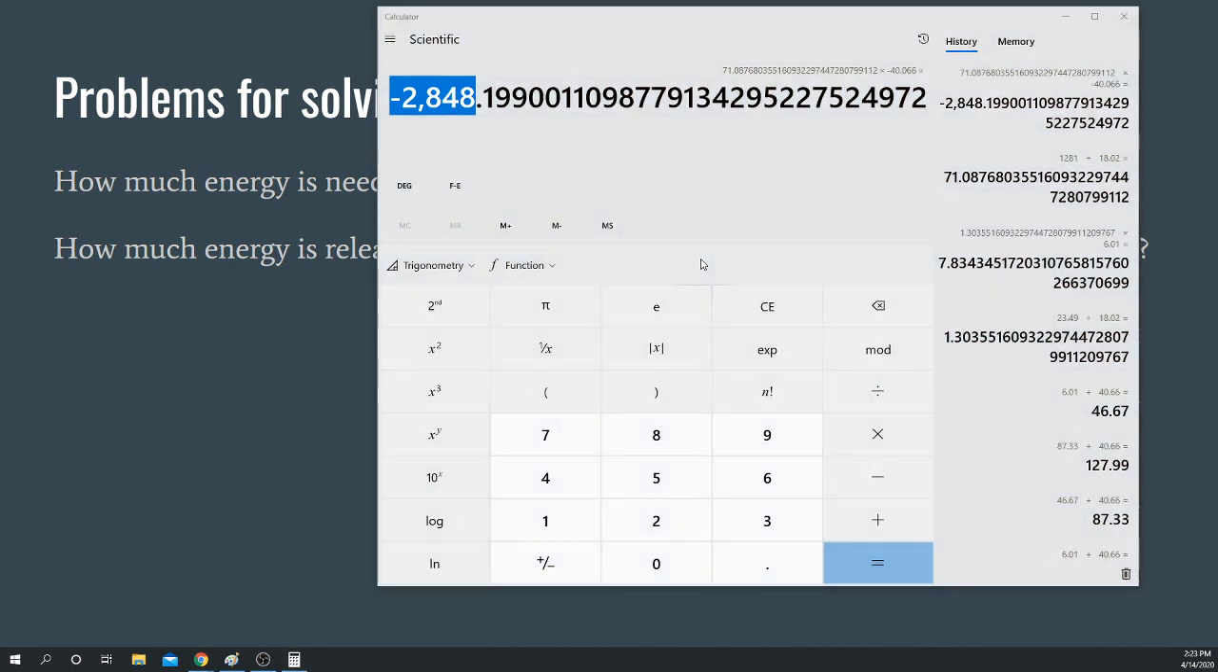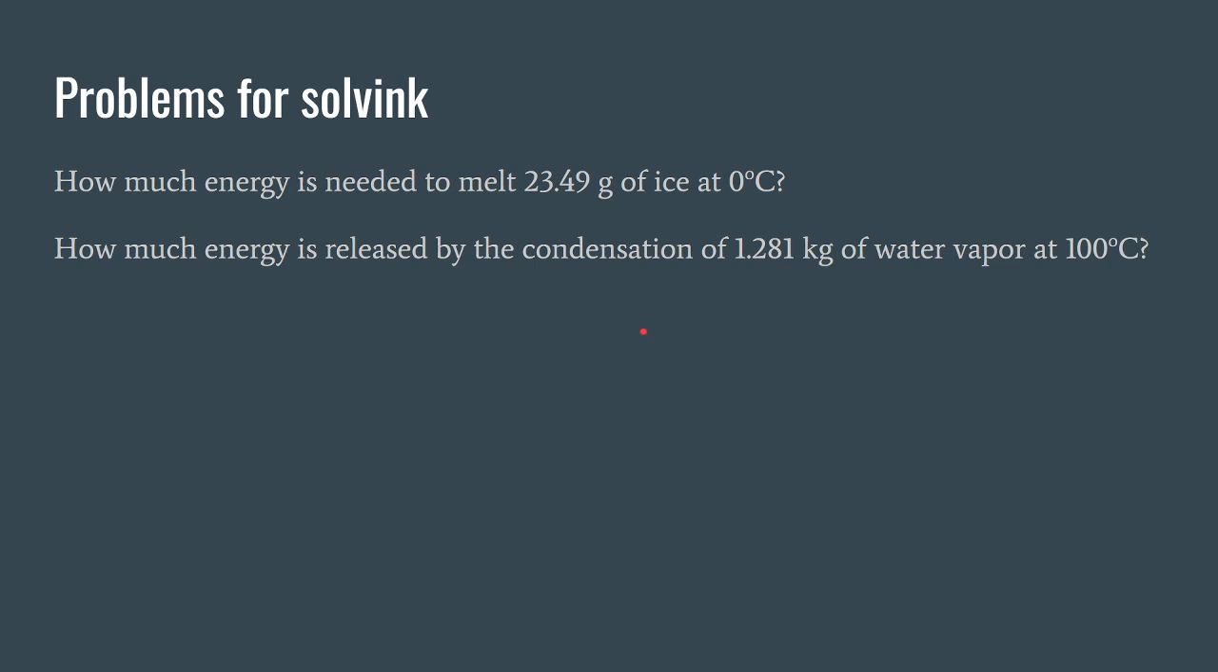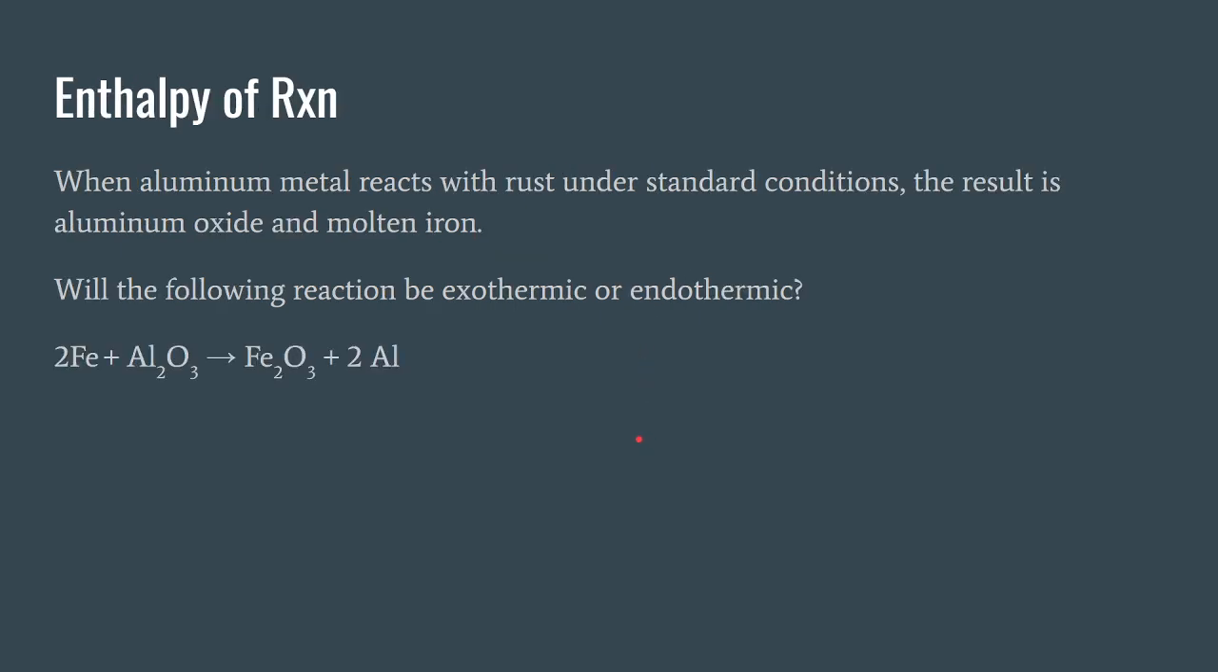Double checking, no questions. Let's continue. So, enthalpy of reaction. It's just the delta H for any given reaction. Okay. So, when aluminum metal reacts with rust under standard conditions, the result is aluminum oxide and molten iron. Will the following reaction be exothermic or endothermic?